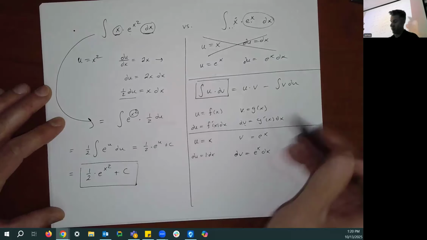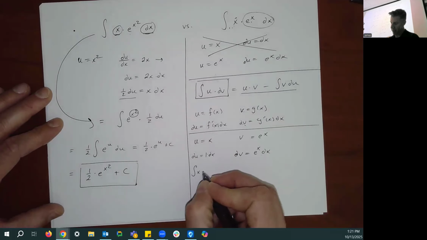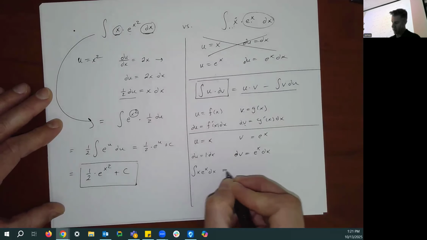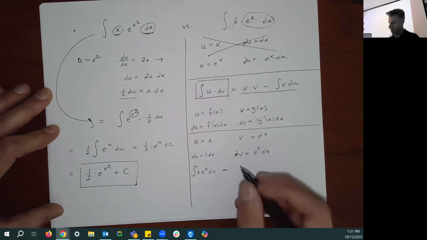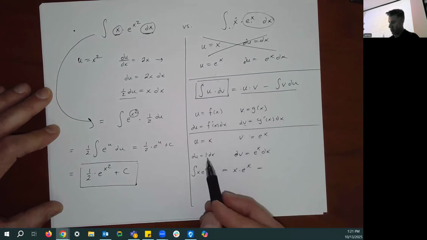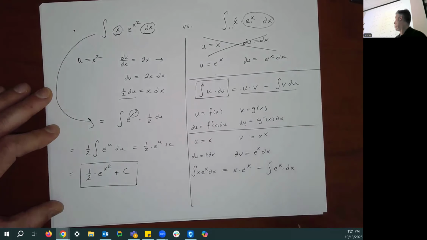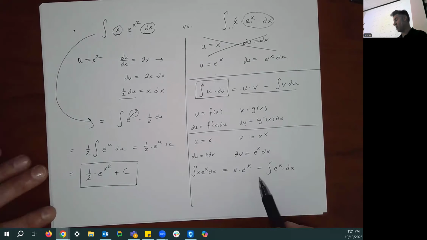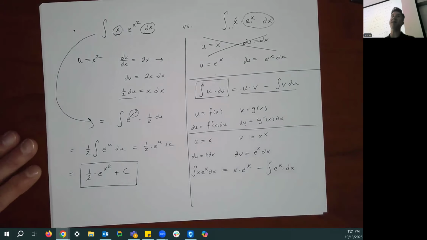And then we're going to fill in the other side of this formula. So we're going to say that our integral, the integral of x e to the x dx, is equal to the u times the v that we found. So the u times the v is x times e to the x, minus the integral of v times du, which is our integral of e to the x times dx. And the whole point is that this new integral should be easier to deal with. Sometimes that might mean doing integration by parts again, but sometimes that might mean it's something you now know how to integrate after maybe simplifying it.